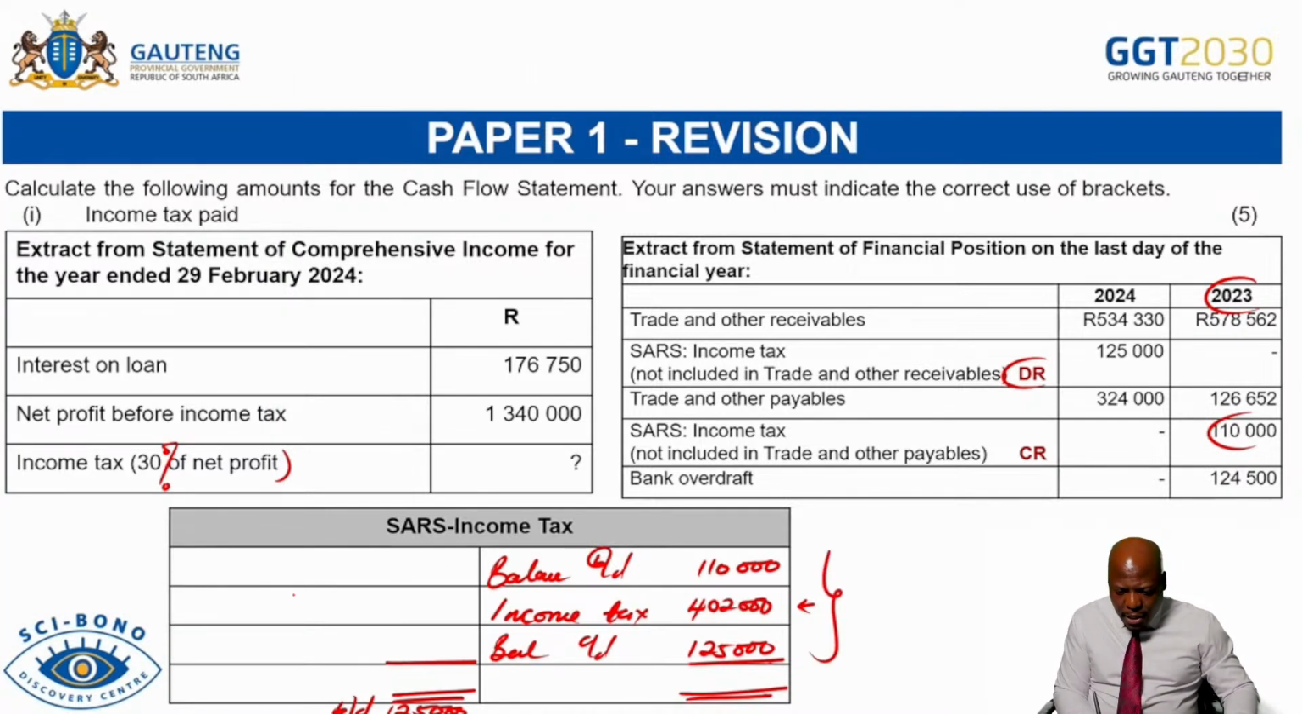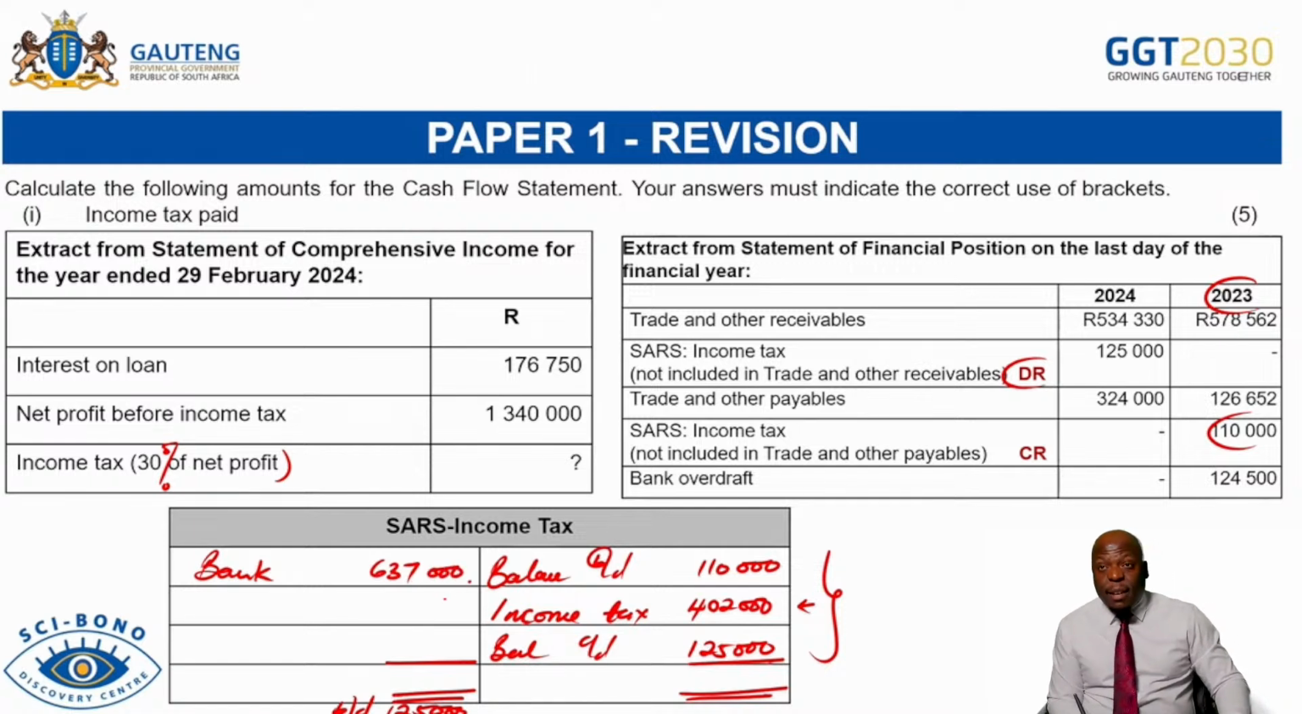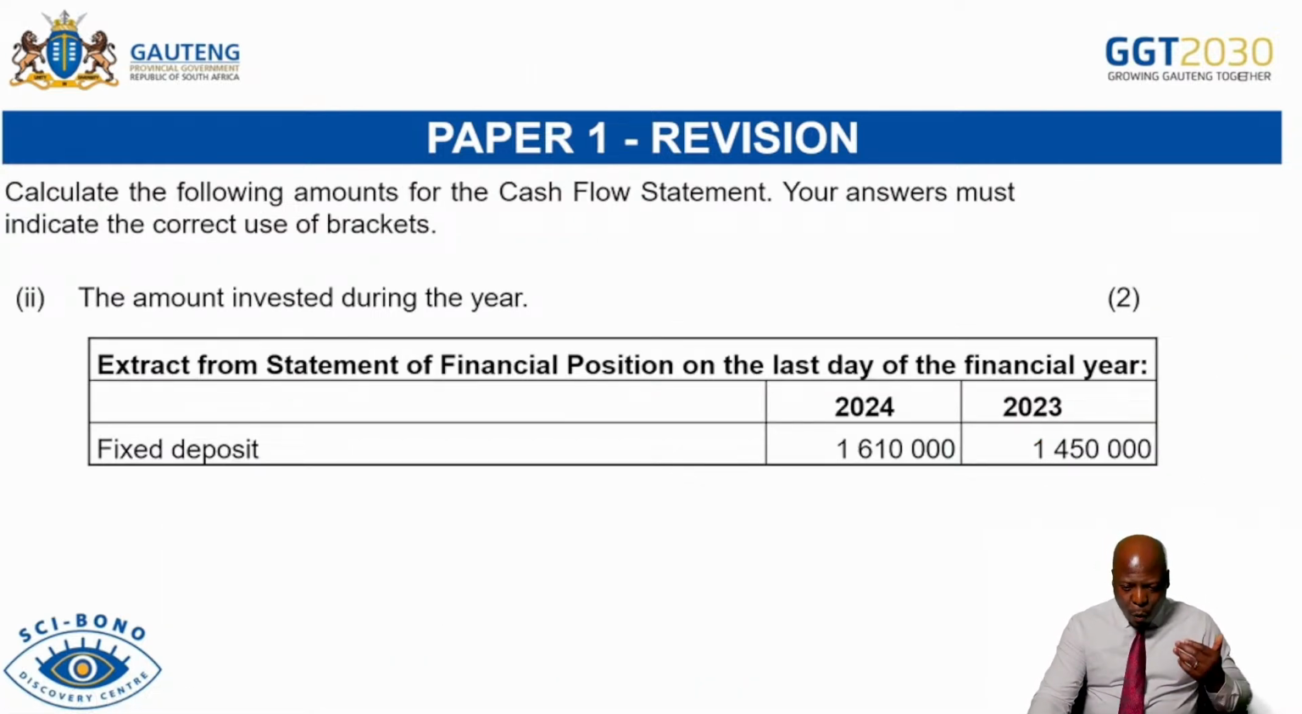So I'm just going to add that, and then that gives me my bank over there, which is 637,000. That becomes my income tax paid. Okay, so remember, calculations are very important when you are preparing your cash flow statement.